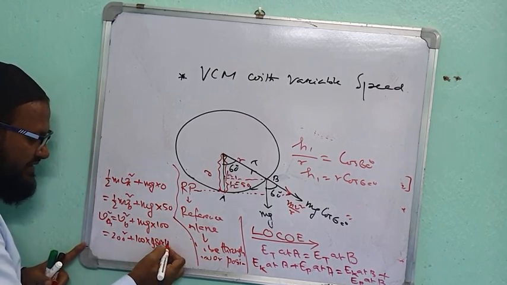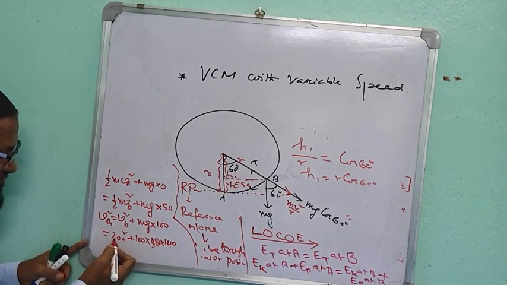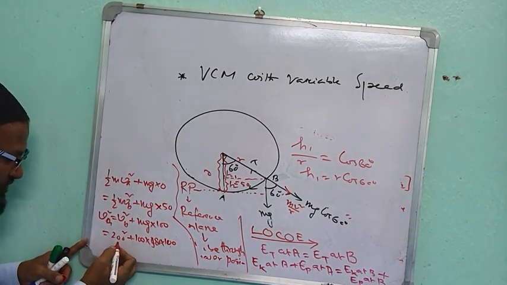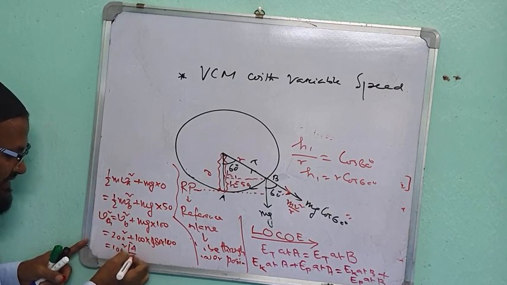I am deleting this portion. What is this? This is 100. Now, what is this? This is 200. 200 into 200. You can take common, sir, 100 square. 100 square, you can take common. In that case, this is 4.